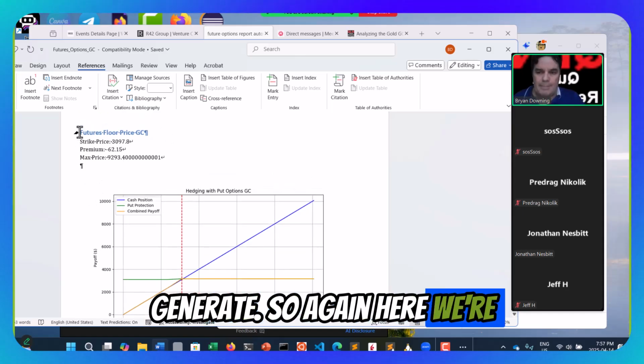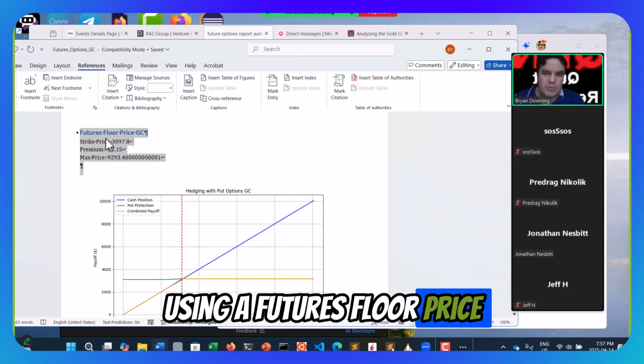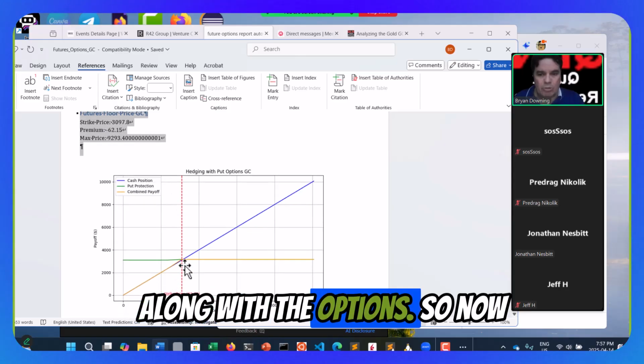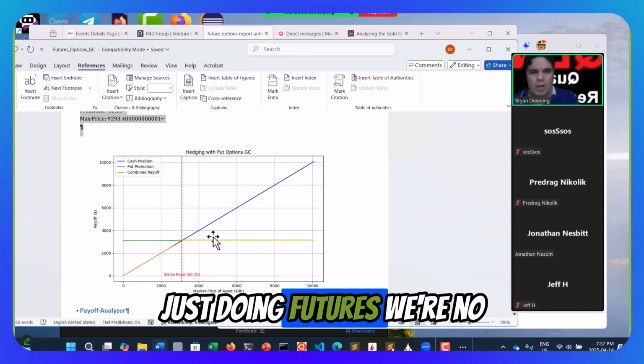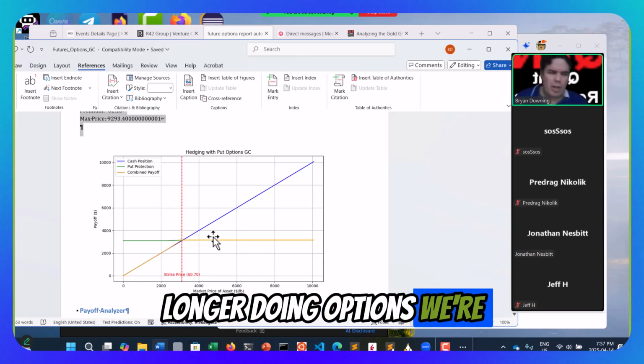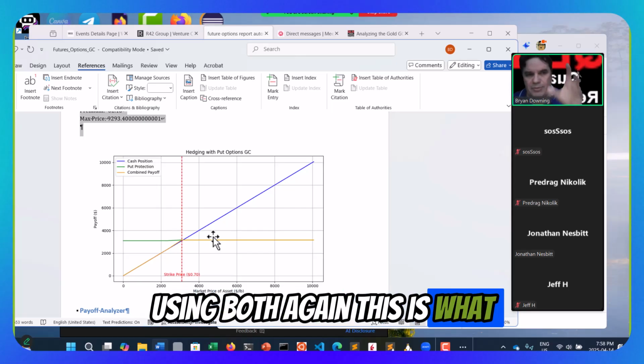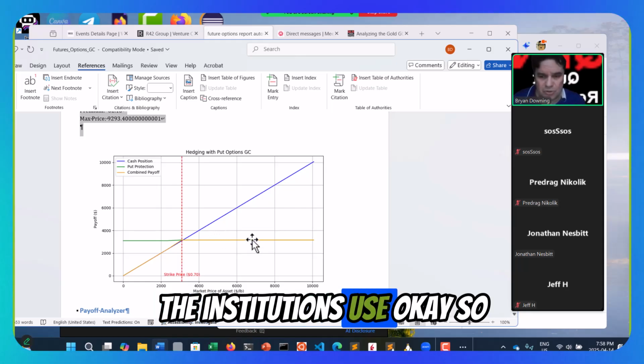So again, here we're using a futures floor price along with the options. So now we're getting more sophisticated. We're no longer just doing futures. We're no longer doing options. We're using both. Again, this is what the institutions use.